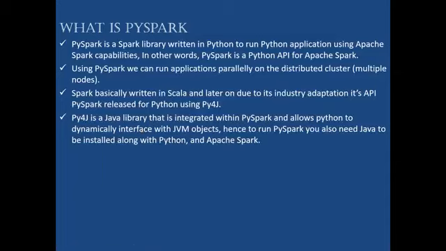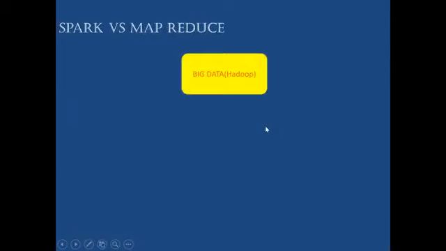Got it, friends? Even if you write the code in Scala, Scala code also should be converted into Java objects only. Okay, clear? Now, Spark versus MapReduce.